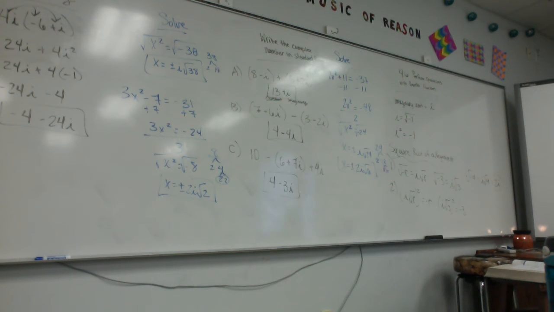So I have 10 plus 27 now. So I have 37 plus 39i. And that is in standard form. Okay? Those are the like 3 or 4 things you're working on today, depending on how you look at it.